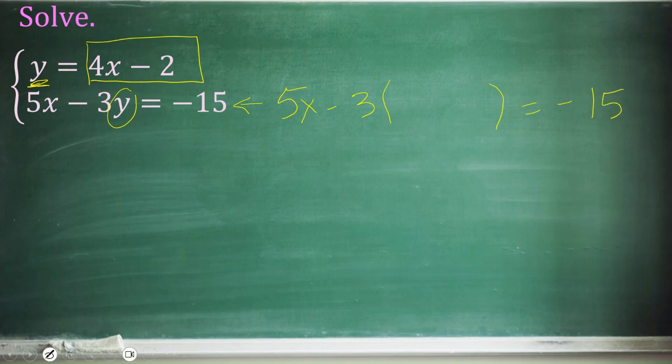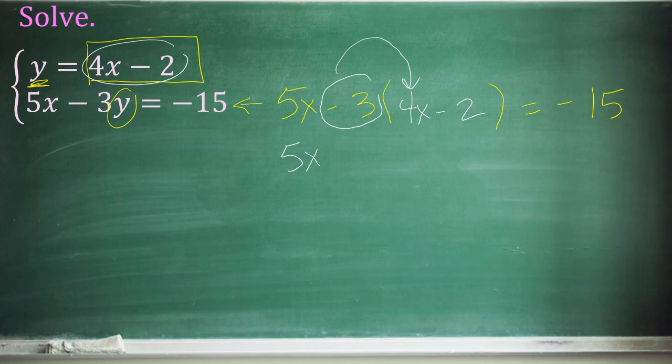Let me grab a different color. Everywhere I see y, I'm putting in 4x minus 2. Now all I need to do is simplify. 5x stays the same. This is where sometimes people make mistakes. The negative comes with the 3, so we're multiplying by negative 3. Some people call this the rainbow method. This is also called distribution mathematically. Minus 12x. Negative 3 times negative 2 is positive 6, equals negative 15.